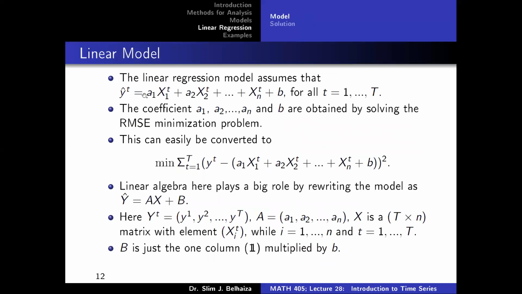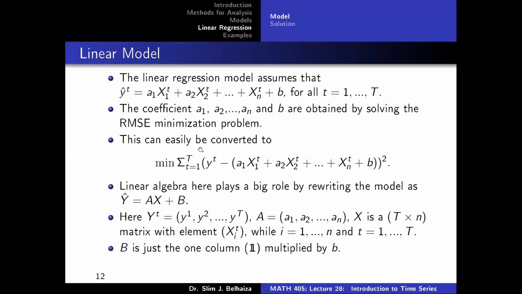Now we'll talk about the linear regression model. The linear regression model assumes that there is a linear relation between the output and the inputs. So y hat of t is in fact a linear combination a1 x1t plus a2 x2t till an xnt plus what we call a constant or a bias b, for all t going from 1 to the time horizon, which is capital T here. The coefficients a1, a2, an, and b are obtained by solving the RMSE minimization problem, the root mean square error minimization problem.